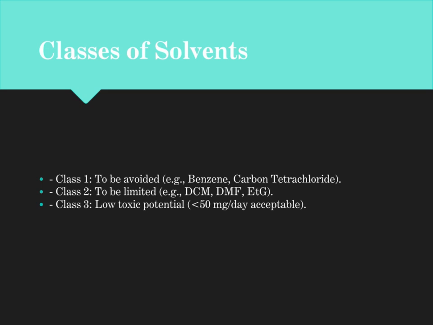ICH Q3C classifies solvents based on risk. Class 1. These include known human carcinogens like benzene and carbon tetrachloride. They should be avoided unless absolutely essential. Class 2. These solvents, like dichloromethane and DMF, are associated with significant but non-genotoxic or reversible toxicities. Their use is permitted within tight limits. Class 3. These have a well-established safety profile in humans when exposure is less than 50 milligrams per day. Examples include ethanol, acetone, and acetic acid.